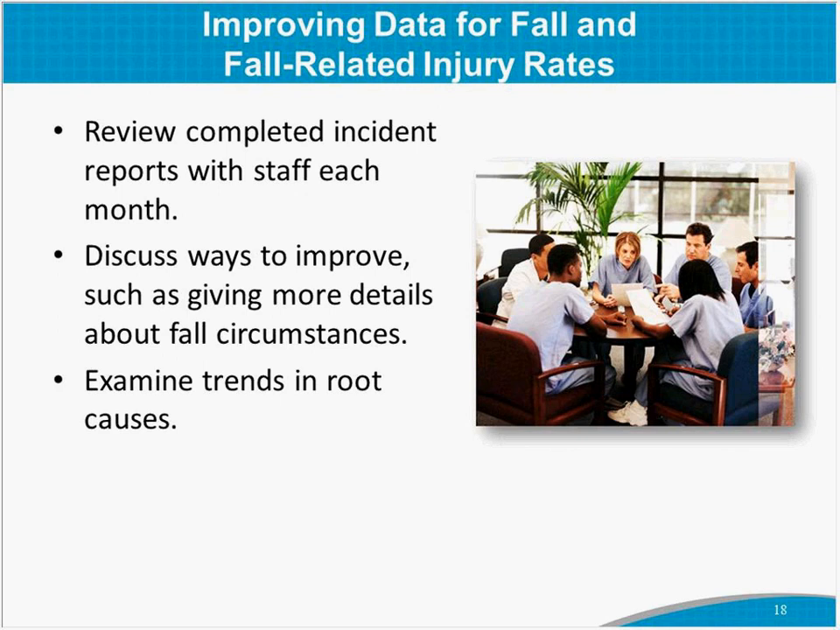How do we improve data for fall and fall-related injury rates? You'd want to review the completed incident reports with staff each month. Now, you could also do that as soon as the fall occurs to talk with people while it's fresh in their mind. The benefit of doing it once a month is you can look at any trends in the root causes. Some teams have shared they found trends with wheelchairs being broken. If they repaired the wheelchairs, they were less likely to have wheelchair-related falls.